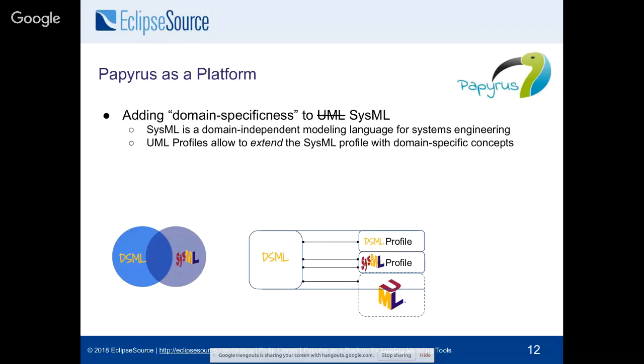So the UML profile mechanism allows you to also take an existing UML profile and add additional things on top of even this UML profile. So you can also just base your particular domain-specific modeling language on SysML rather than UML. If you are in the systems engineering domain, for instance, that could be something worth considering.